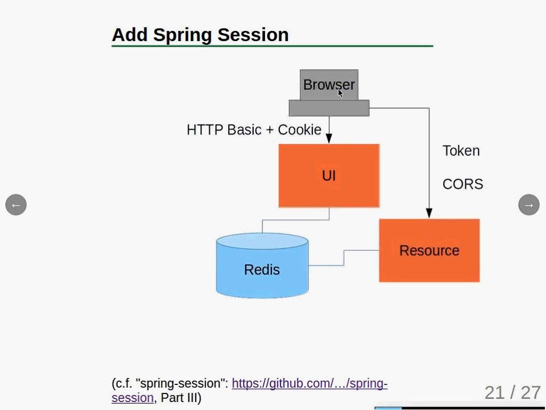So in this case, what we have is a browser which sends HTTP basic for the first request and then gets a cookie and uses that in subsequent requests to the UI. And then for the resource server, what we did was we turned every request into the resource server. We added a header, which is kind of an authentication token, and the token value was the cookie. This is the same value as the cookie. So we had to make that cookie visible to Angular, and there was some code to write to do that.